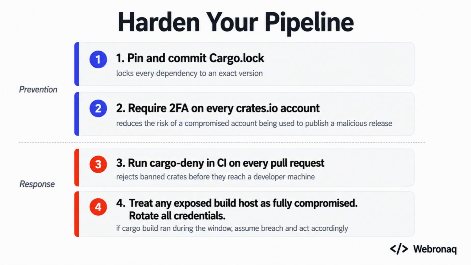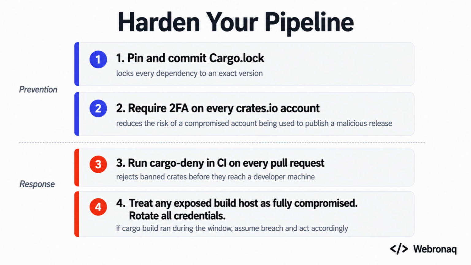So here is your concrete checklist, drawn directly from this attack. First, pin your dependencies and commit cargo.lock to version control. That file records the exact version of every package your project uses, so a fresh install never silently pulls in something new. Second, turn on two-factor authentication for every crates.io account that can publish packages. The exact entry method in this attack was not publicly confirmed, but a compromised account or token was the likely path in, and two-factor authentication raises the cost of that kind of takeover significantly. Third, run cargo deny in your continuous integration pipeline so every pull request gets checked automatically.